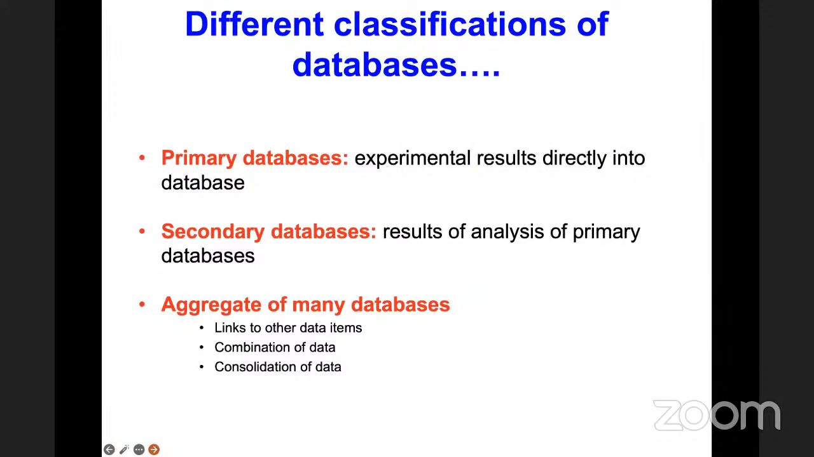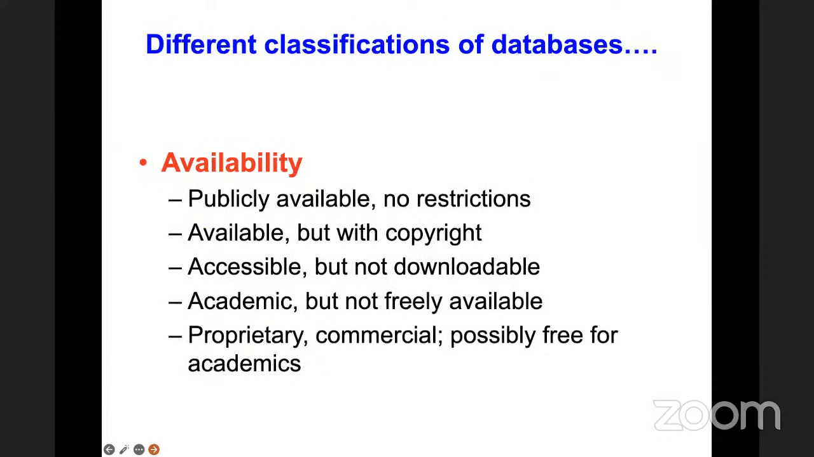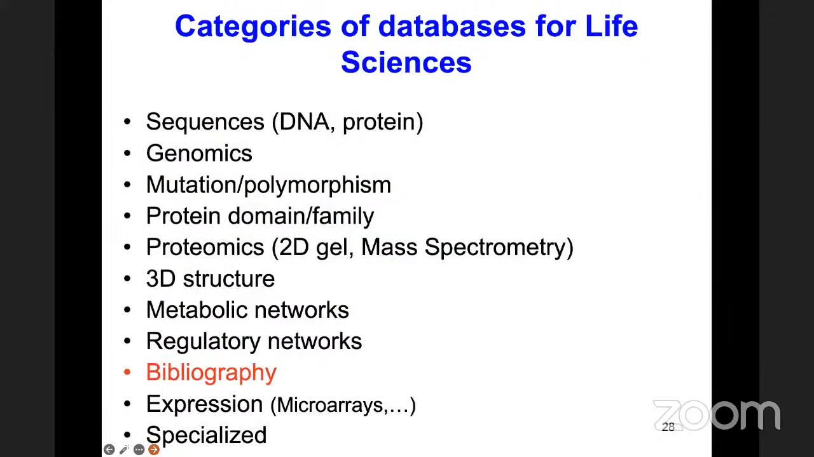Now we can classify these databases into three types: primary, secondary, and tertiary. Primary is where raw data is directly deposited. Secondary is where the results of that primary data are stored. And the third is where we aggregate multiple databases into a single one, like NCBI. A database should be available to the public without any hindrance, with no copyright, and the data should be downloadable. It should be free, so the availability of the database should be ensured.